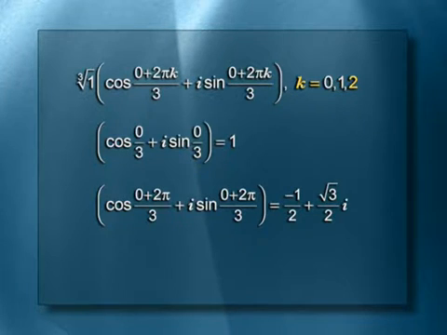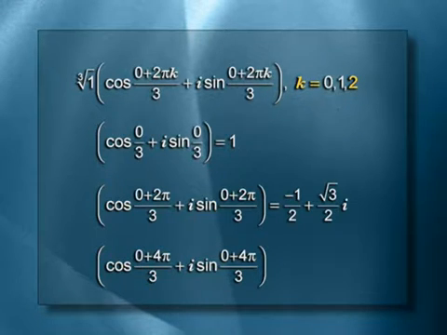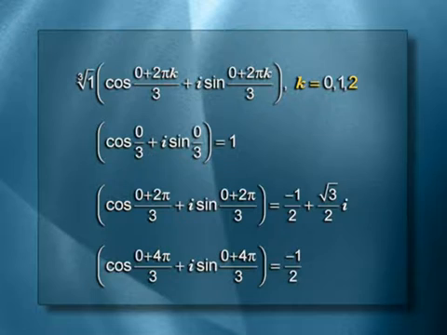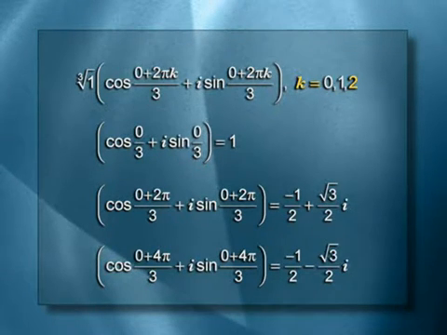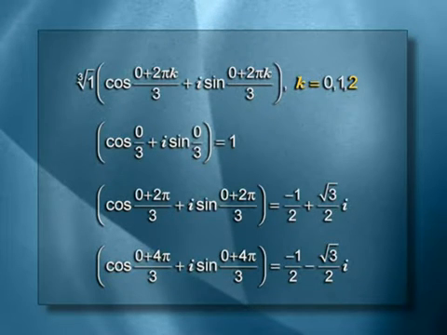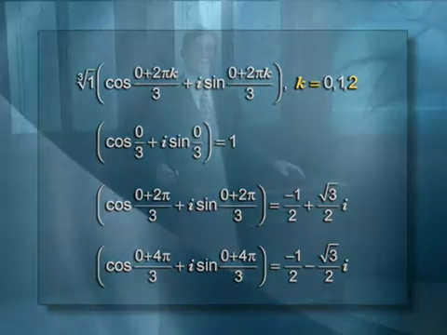What's the third one? Well, now k is 2, so it's 0 plus 4 pi over 3, and that's cosine 4 pi over 3, which is also minus a half, but sine 4 pi over 3 is minus square root of 3 over 2. So the third cube root is minus 1/2 minus square root of 3 over 2 i.